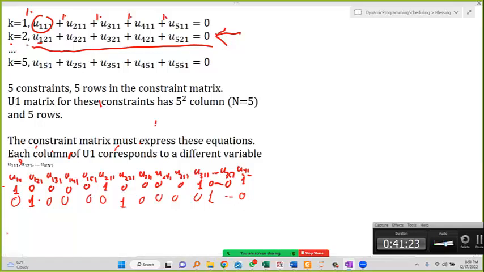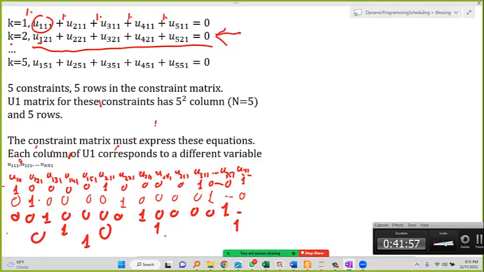The next one I didn't write is K equals 3. U1, 3, 1. Yes. Okay, where is that? That's the third column. Yes. Then the other one is going to be on the fourth column. Yes, you didn't write it out. Okay, and so on. The next one will have ones here, and then the last one will have ones here. Okay. So this is a 5 by 25 matrix.